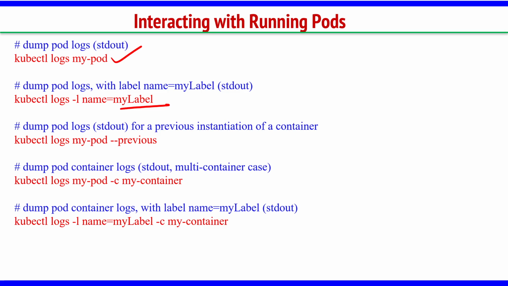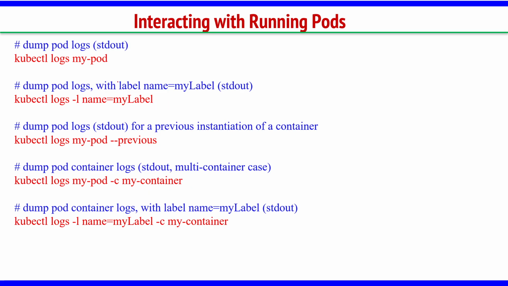Dump pod logs for a previous instantiation of a container. Previously, when the container was initialized, I want to know those logs, that also you can see, right. Dump pod container logs: I want to see the container logs, not only pod logs, but inside the pod I have containers and I want to see them. So, kubectl logs my-pod -c my-container. So, this is the pod name, this is the container name. Inside this pod there is a container, so those details we can mention.